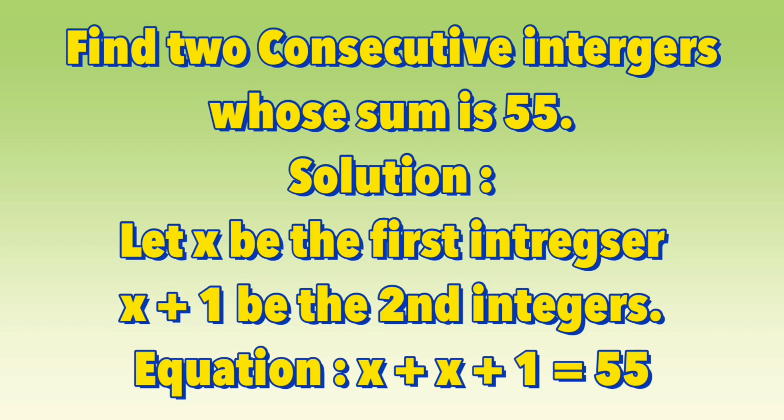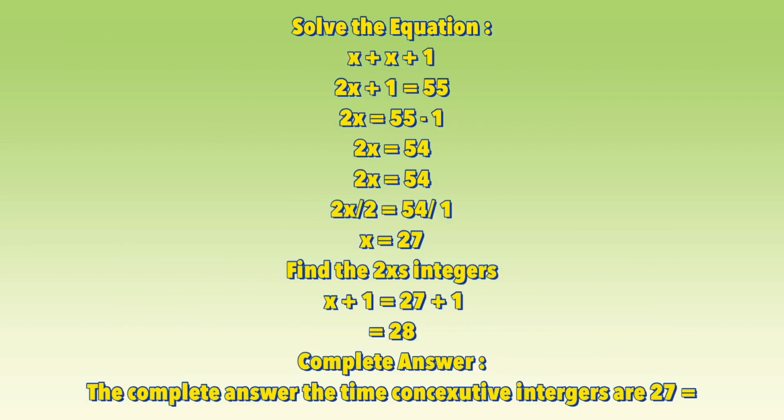Then next, we're going to solve the equation. X plus x plus 1 equals 55. Then combine like terms: x plus x equals 2x, plus 1 equals 55. Then we're going to transpose the positive 1 to the right side of the equation, and it becomes negative 1. The left side equals 2x. Then 55 minus 1 equals 54, and on the left side we have 2x.